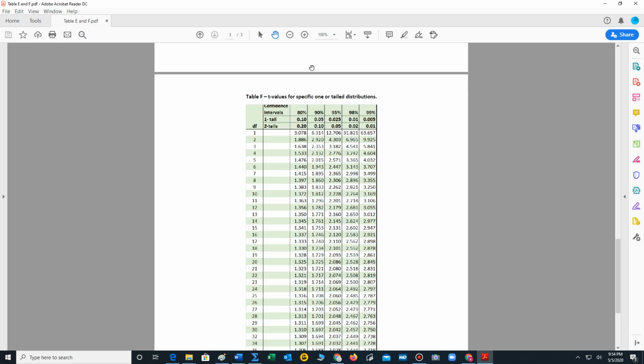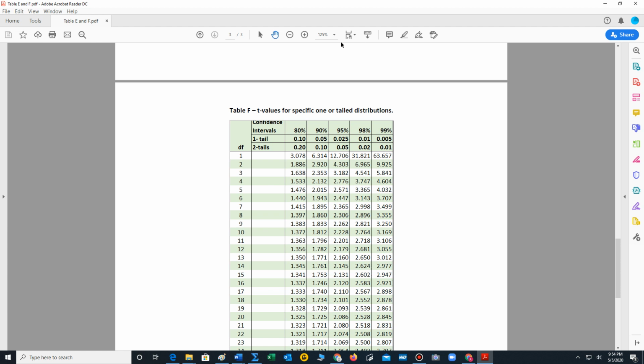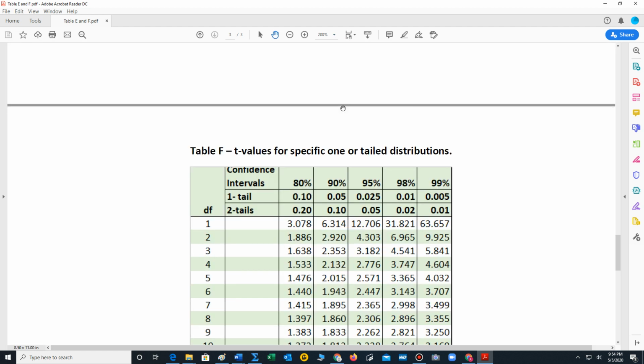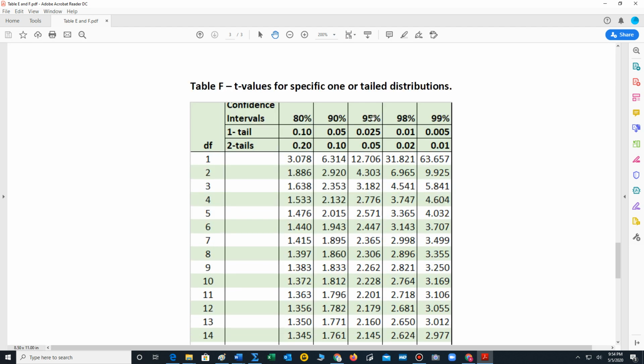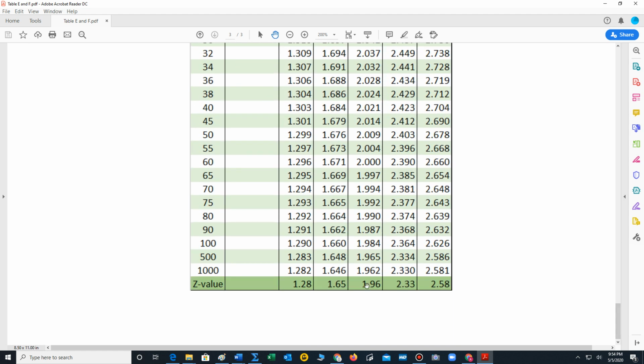So our confidence level, let me make this a little larger, our confidence level is 95%. So when we're looking for the z values, we go all the way to the very bottom of the 95% column. And we'll see that this 1.96, that's the z-value.